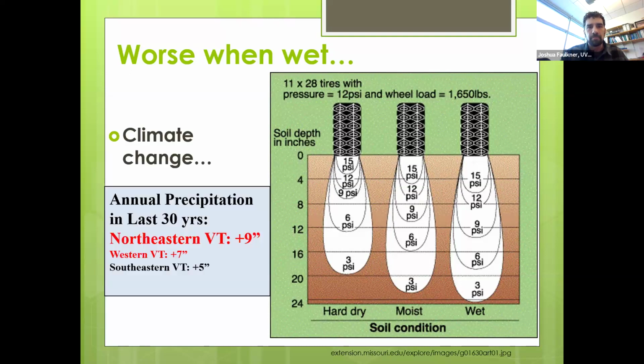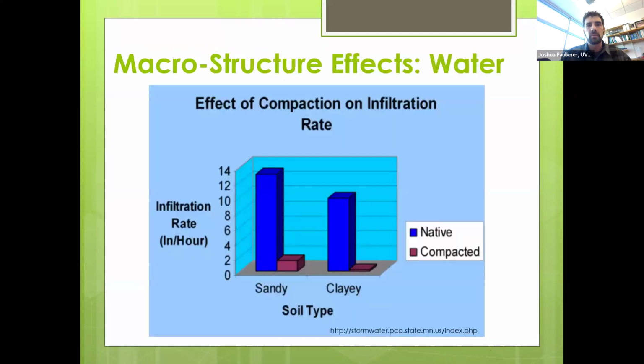And then we do a lot of work around climate change, and we think that climate change and the increased amount of precipitation in Vermont is making it even more challenging to avoid compaction, because we have a much longer period of the year when soils are moist.